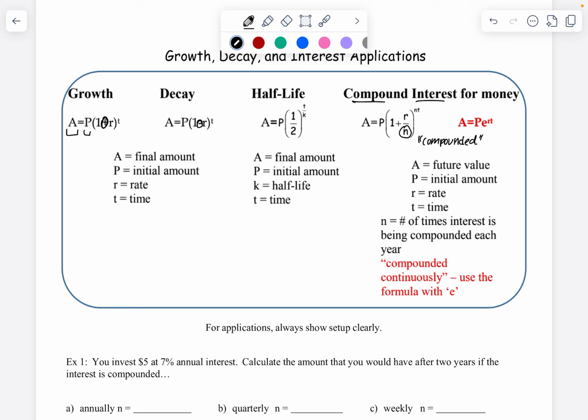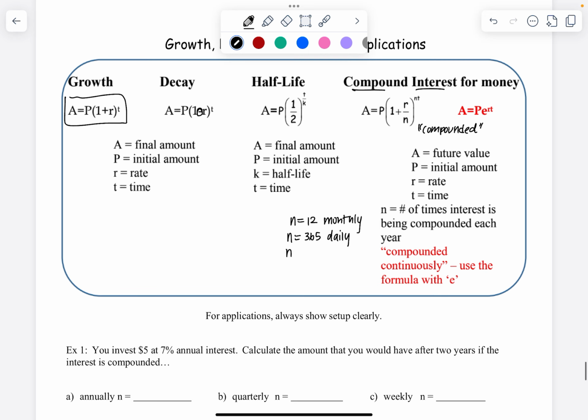And the n is the only added part to the growth formula. And so if n is 1, you just end up with your growth formula. This would be 1 and this would be 1. But usually it's compounded a certain number of times per year. And so we talked about monthly, n was 12. And so we can write these down. Monthly was 12. If it was, say, daily, it would be 365.